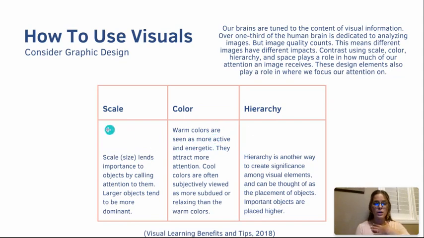So we have scale, which is basically size, and it shows importance to objects by bringing our attention to them. So something that is important we need to make larger because it will gain the attention of our viewers more. Color also helps with attention. Warm colors are more active and energetic, so they are going to demand more attention, whereas cool colors are more subdued or relaxing, and so they aren't going to pop out as much or require as much attention. And then hierarchy is another way to create a significance among our visual elements. So with hierarchy, the more important items need to be placed higher up.